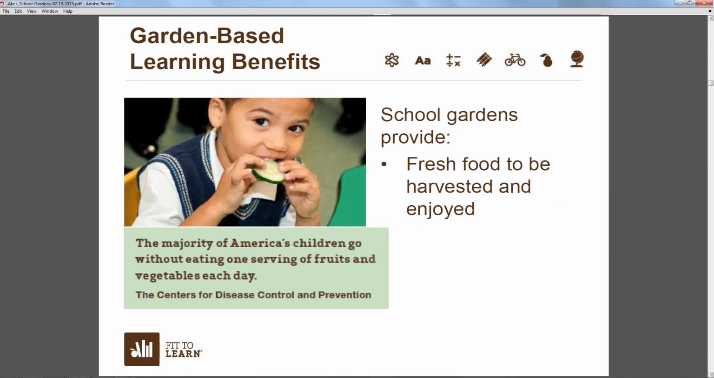And then the other big area that we like to tout about school gardens is that it does provide this tangible benefit. Children who grow their own food are more likely to eat fresh fruits and vegetables or express a preference for these foods. And they often take these preferences back to their families. So it's a great opportunity to embed health and wellness habits.